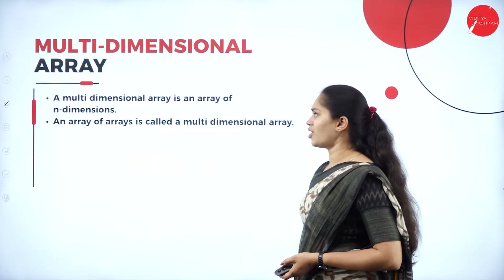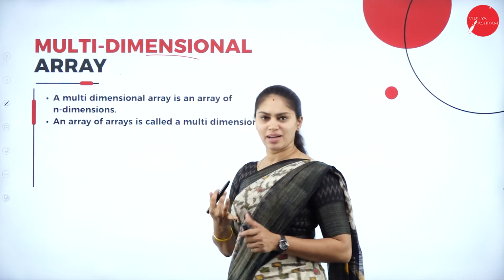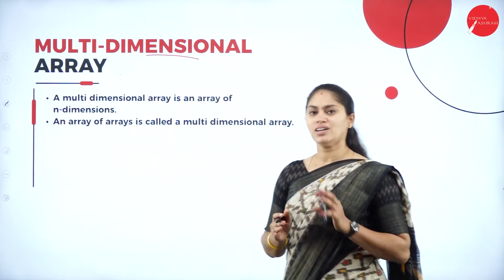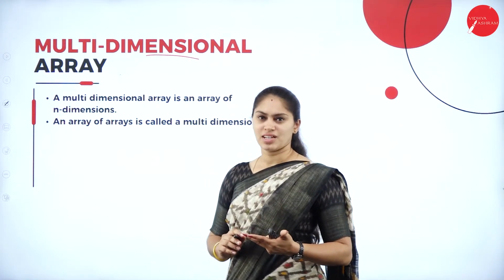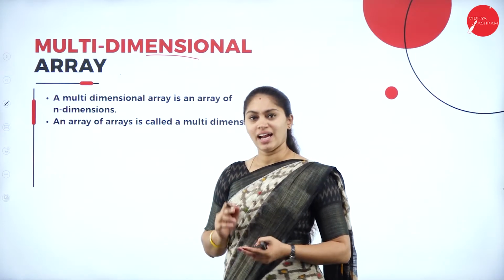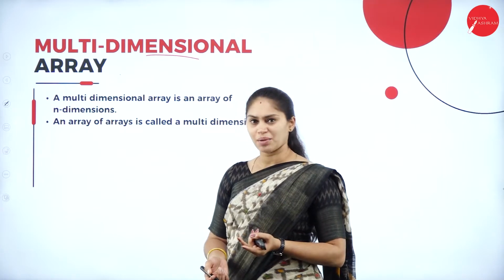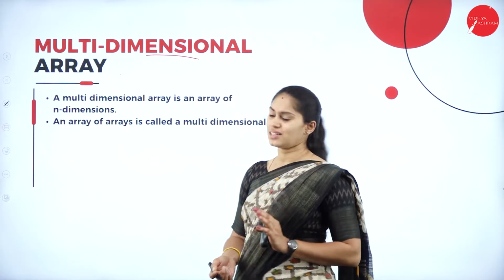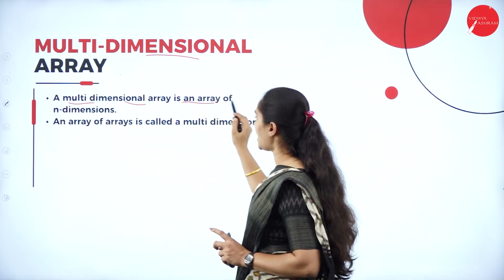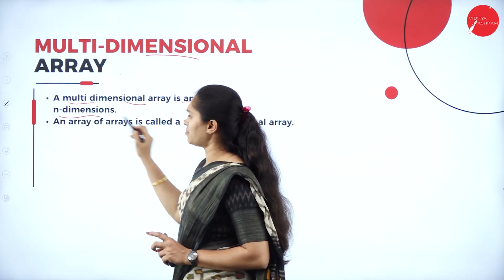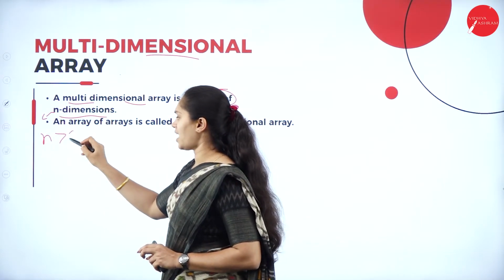Let me move to the next concept, that is multi-dimensional arrays. So now we got to know about one dimensional and two dimensional. If I have only one subscript, it is one dimensional. If I have two subscripts, two dimensional. Then what is multi-dimensional? When we have more than two subscripts, all such arrays come under multi-dimensional arrays. Fine. Here a multi-dimensional array is an array of n dimensions. It can be any dimension. So n will always be greater than 2.